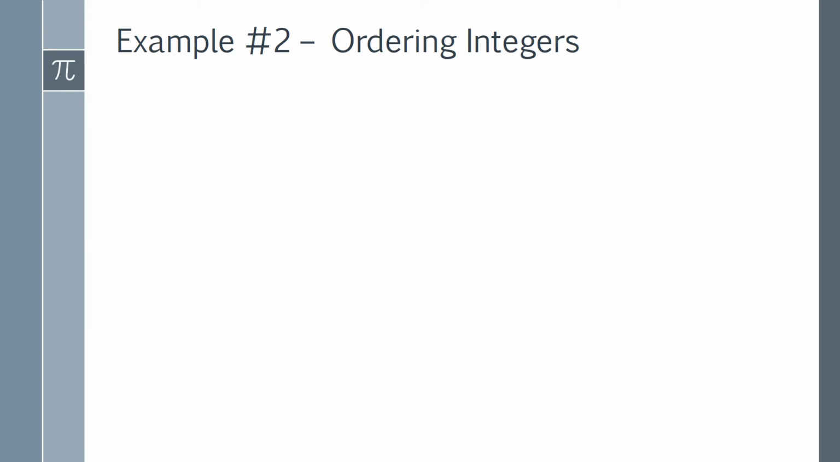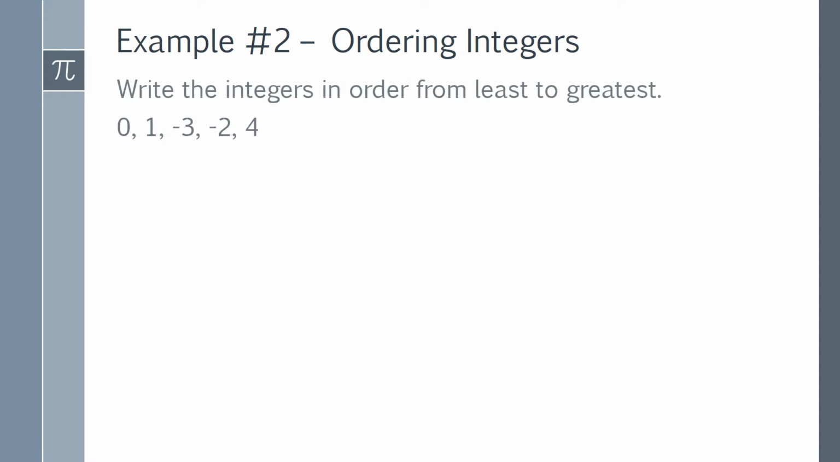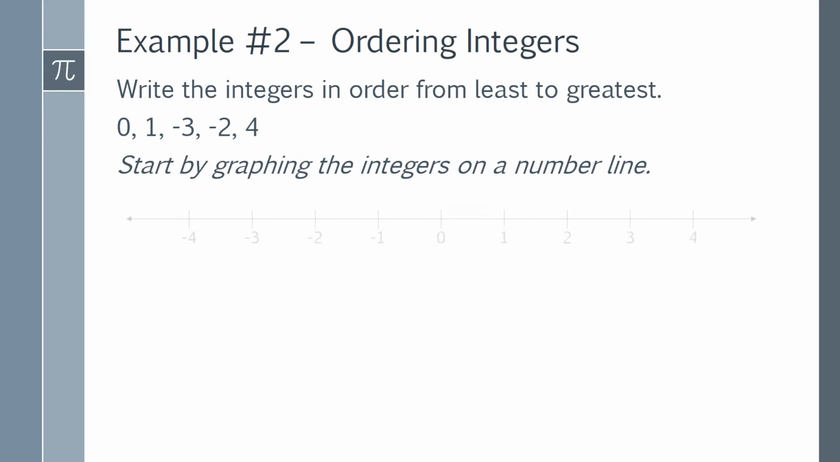Example number 2. Ordering integers. You will need to write the integers in order from least to greatest. We are using the integers 0, 1, negative 3, negative 2, and 4. A number line will help us with this. Once we have drawn our number line, we can graph each of the points. Notice that negative 3 is farthest to the left, and 4 is farthest to the right.